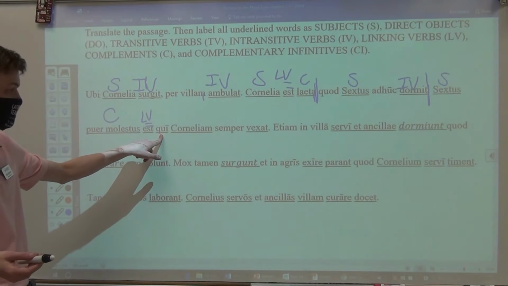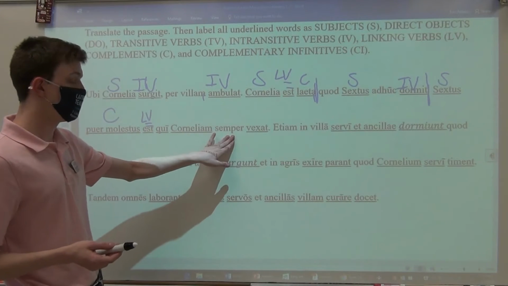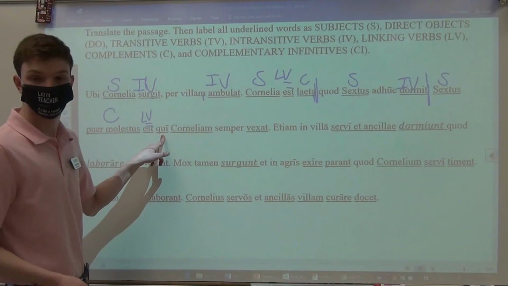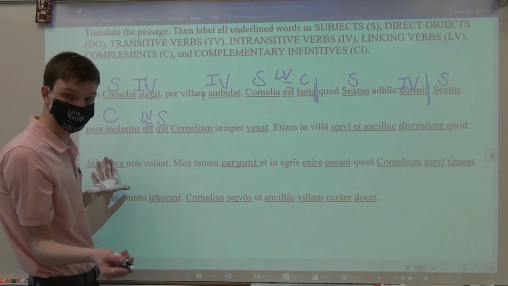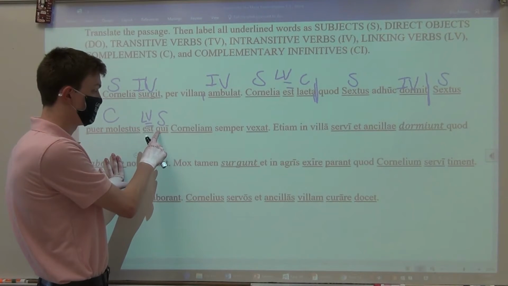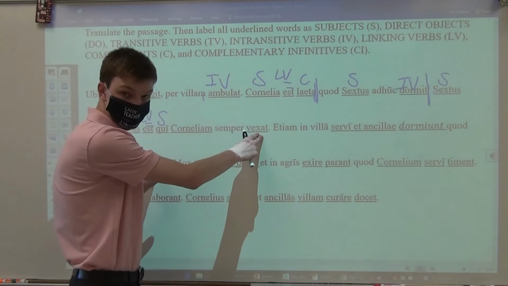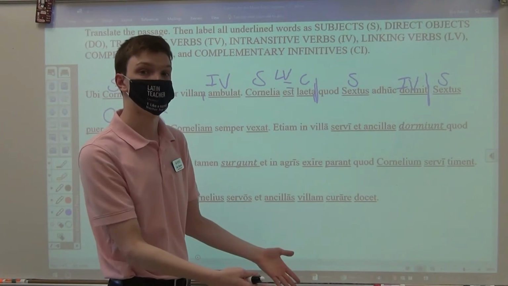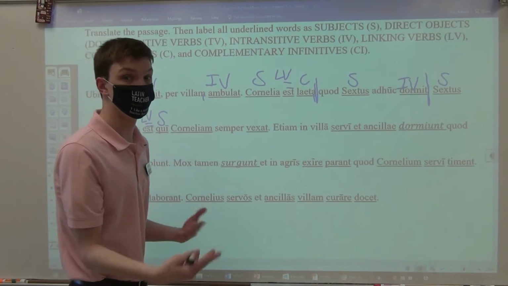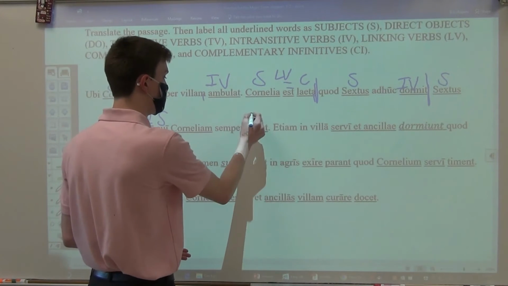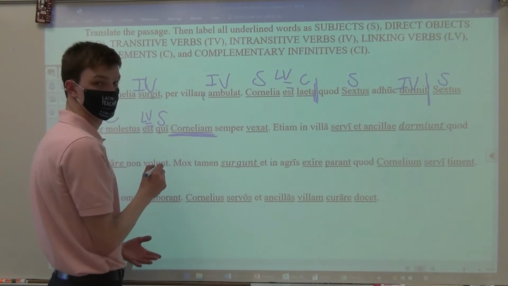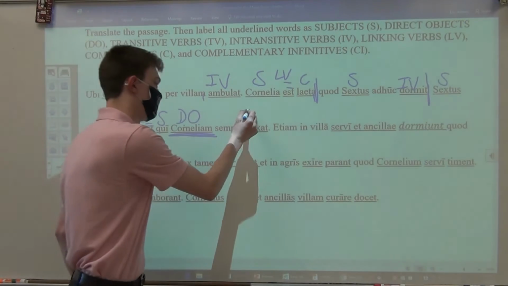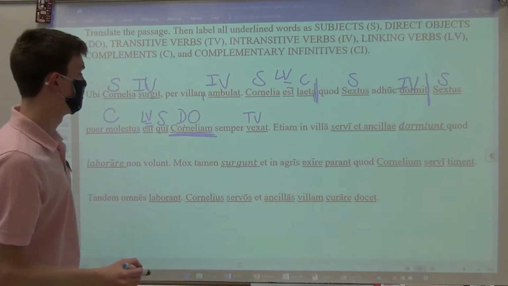who annoys Cornelia always. So the subject here is qui, because qui is referring to Sextus. Sextus qui, who annoys. We don't know what kind of verb that is technically. I mean, we do. If you annoy, what are you annoying? Sextus annoys what? Our direct object is Cornelia. He annoys his sister, Cornelia. Direct object. Transitive verb.